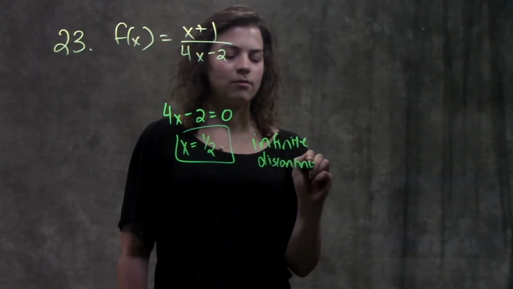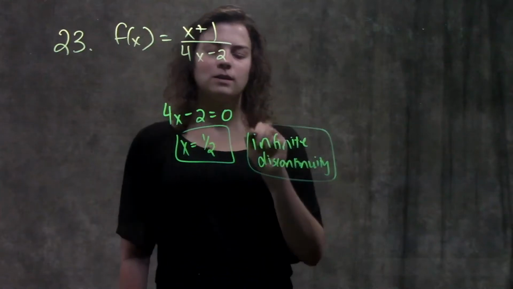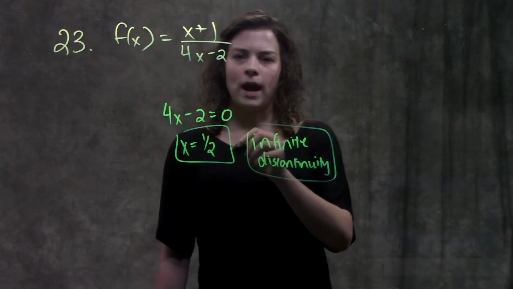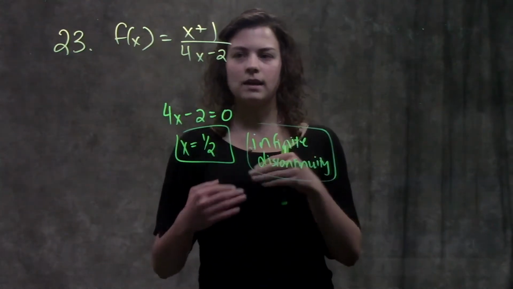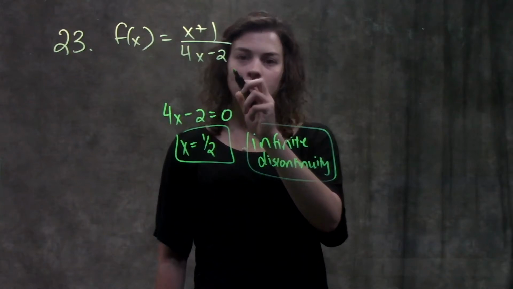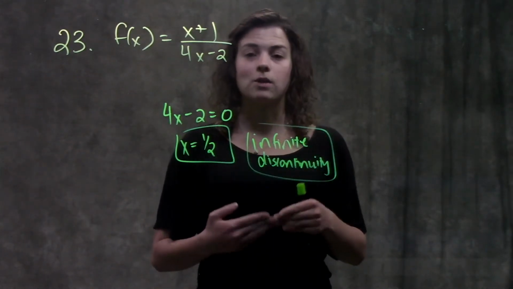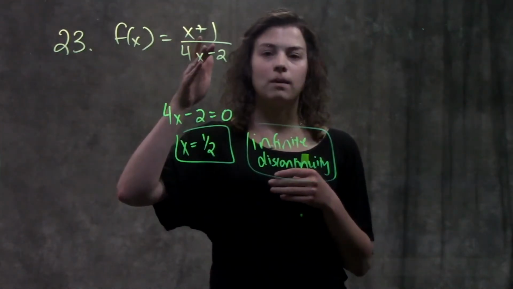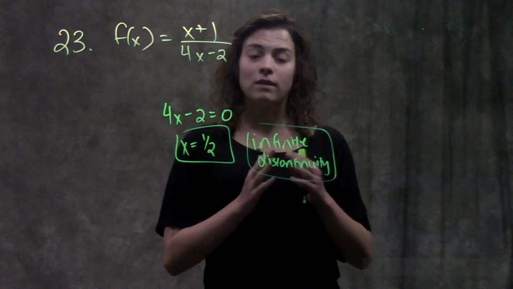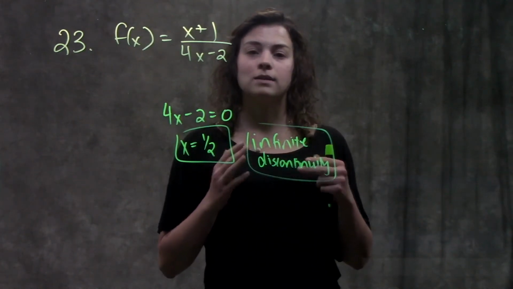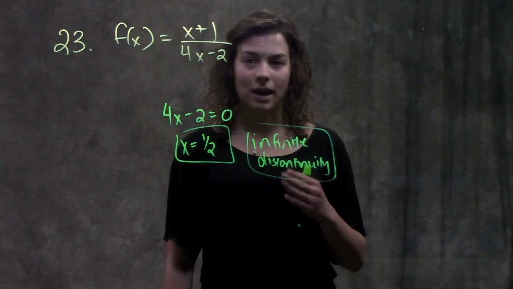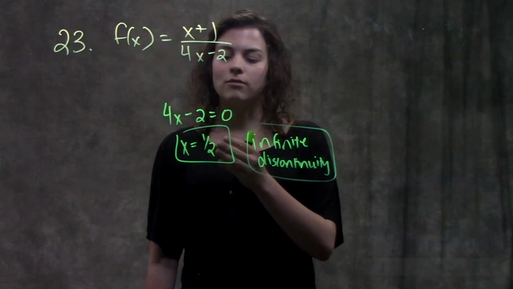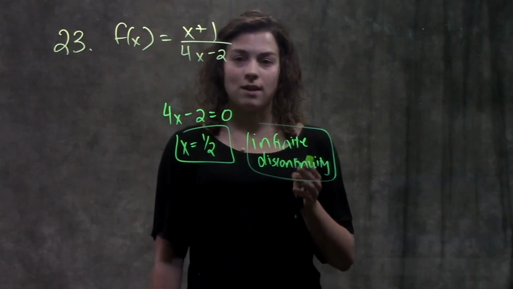And if you want to think of why this makes sense, why it's an infinite discontinuity, let's think about it. As x is getting closer and closer to 1/2 from both the right and the left side, this value is getting closer and closer to 0. It's going to become a really, really small decimal, either positive or negative. As a really, really small decimal gets divided into some other number that's bigger than it, for that really, really small number to go into any other number, it's going to need to go into it an infinite number of times. So that's why when you set the denominator equal to 0 and solve for x, at that value, you're going to have an infinite discontinuity.